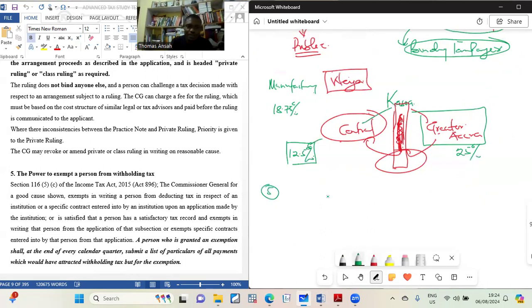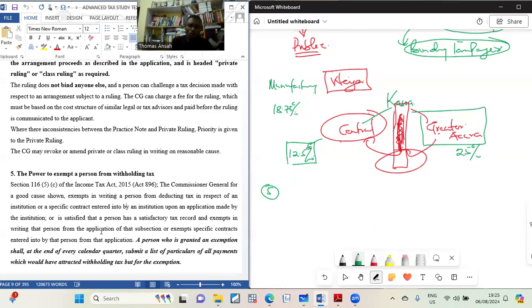Function number 5 is the power to exempt somebody from withholding tax. And this is it, the power to exempt a person from withholding tax. Now, there is nobody on this earth or on Ghana land who can exempt somebody from paying tax. No one, except the Constitution through Parliament. All right, so that is that.